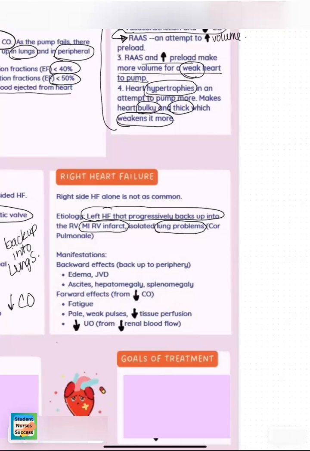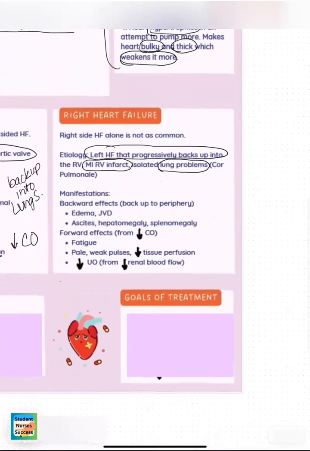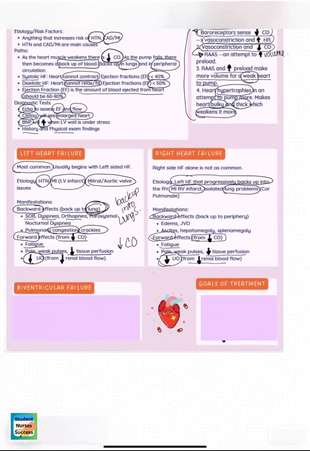So let's talk about the symptoms we have when we have right-sided heart failure. With right-sided heart failure, we have backward effects and forward effects. Now, the forward effects are still the same. They're still related to decreased cardiac output. If the pump is failing and cannot pump forward, you're going to have symptoms related to decreased cardiac output. Fatigue, weak pulses, pale, decreased tissue perfusion, decreased blood flow to the kidneys, and decreased urine output. These are the same between right and left heart failure.